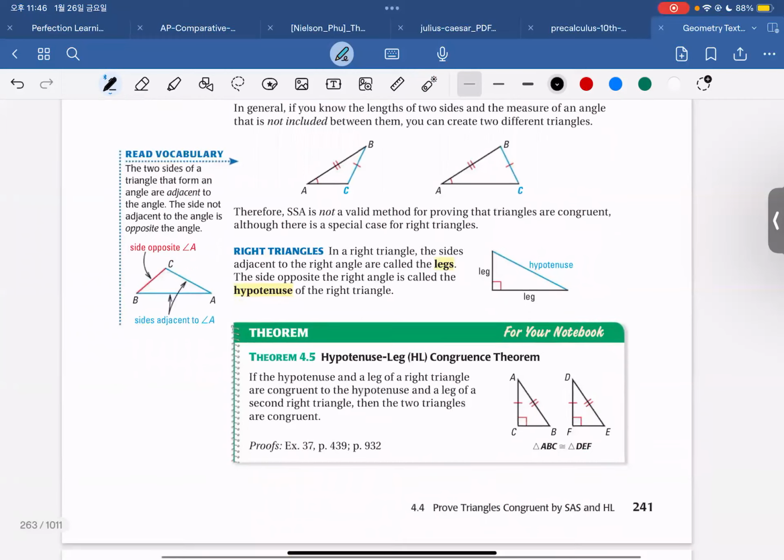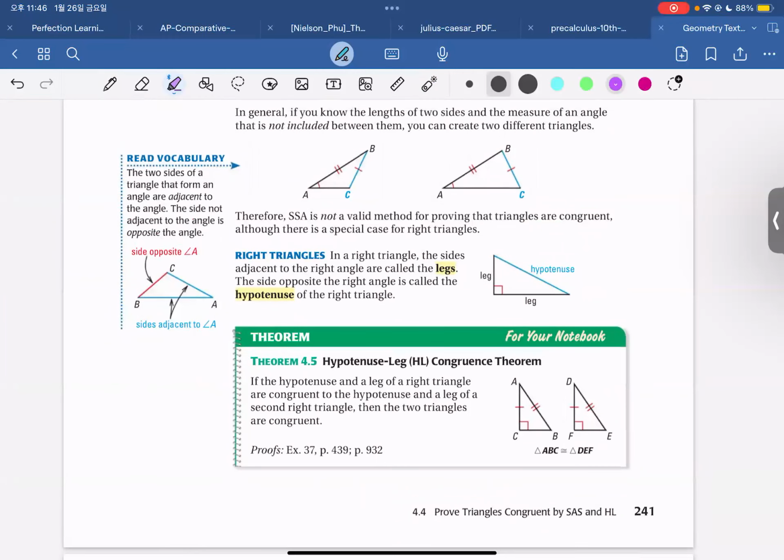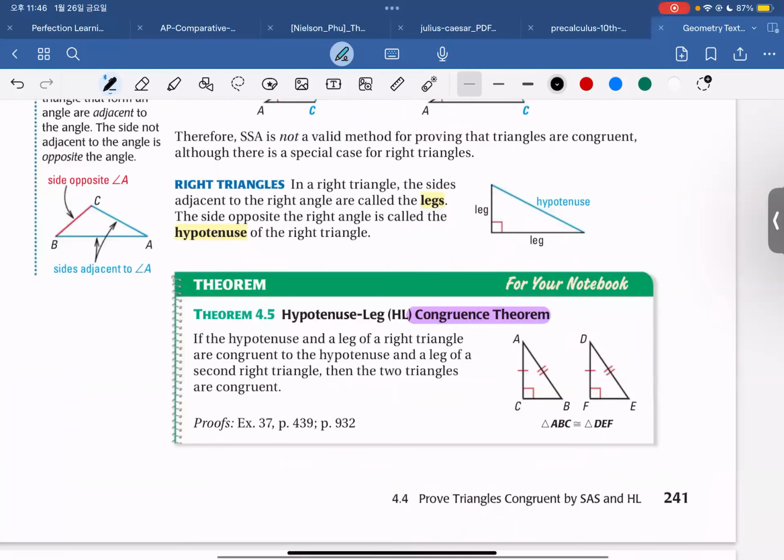Next is the HL theorem. The most important part of this is the fact that it's a theorem, not a postulate. But in addition to that, you're probably all familiar with the Pythagorean theorem: a squared plus b squared equals c squared. And that, as you probably know, is only for right triangles. In a right triangle, the longest side is known as the hypotenuse, and this would be, in this case, AB, and in this case, DE. And the legs would be any other side, so AC, CB, or DF, FE.